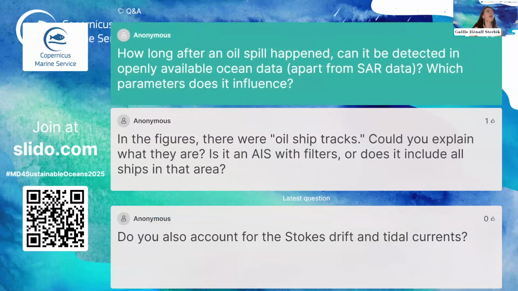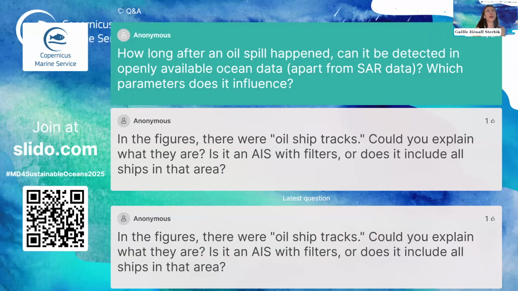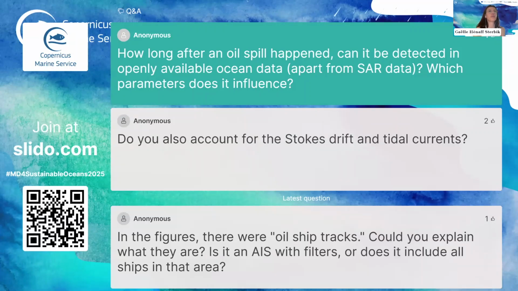Okay, next question. How long after an oil spill happened can it be detected in openly available ocean data apart from SAR data? Which parameters does it influence?